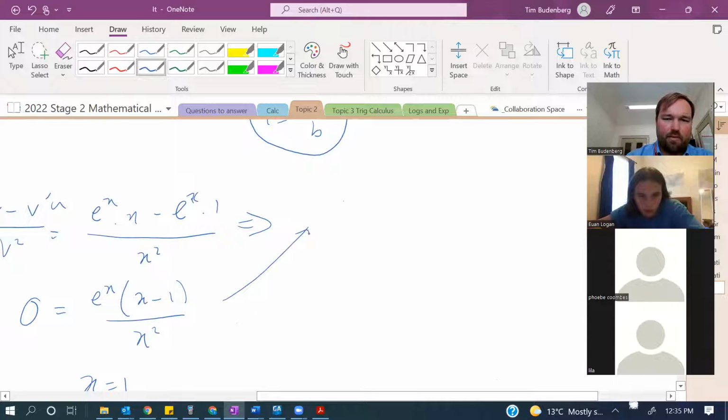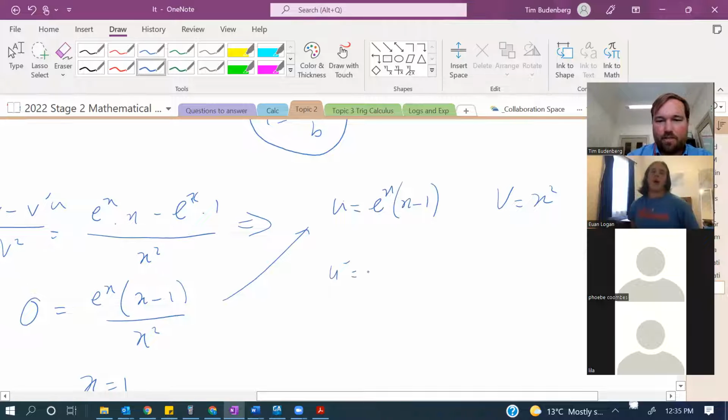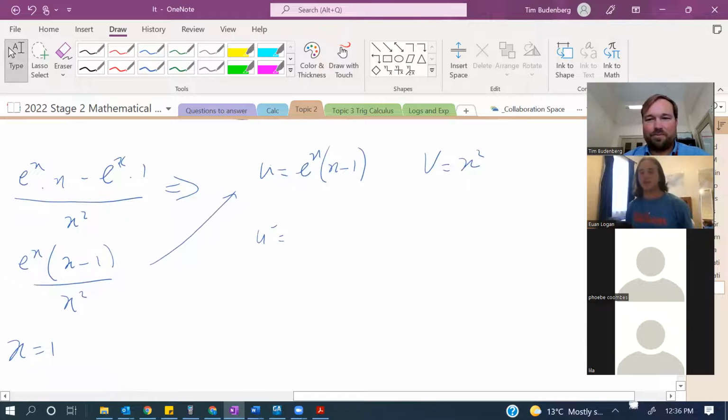Maybe take it from there then. u is e to the x, x take 1, and v is x squared. Therefore, u dash is, oh, it's so mean. It's just e to the x, x take 1. No, it's not. It's product rule. You have to use product rule within product rule. I did chain rule. That's probably why my answer's wrong. Yeah, you'll have to use product rule.